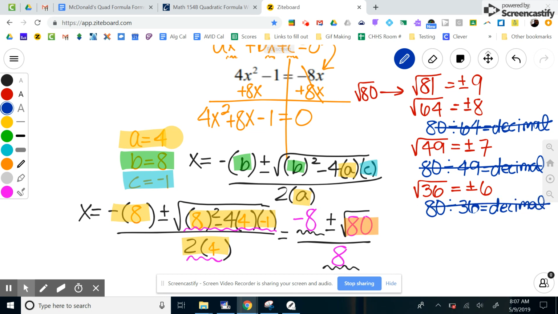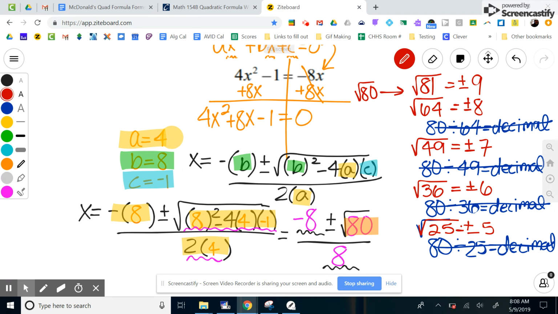That one's out. Next smallest number is the square root of 25. So square root of 25 is plus or minus 5. Okay, so again, I got to divide. So I've got 80 divided by 25. And when I divide that, I still get a decimal. So I got to keep going until I get a whole number or I get to the bottom.